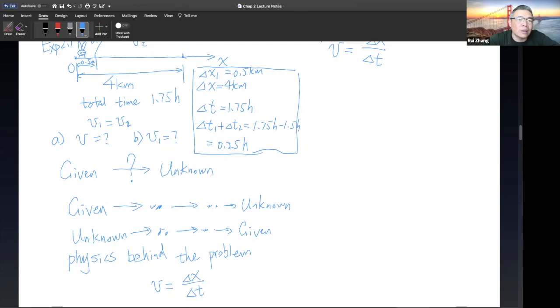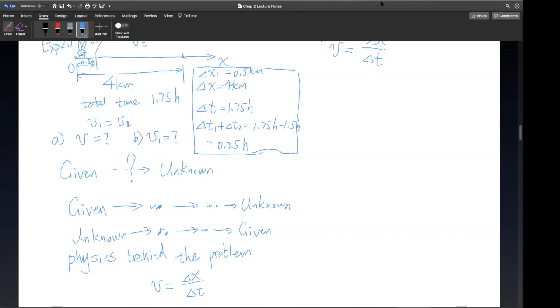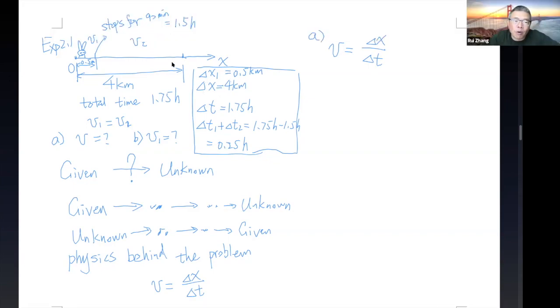Yes. Okay. Yeah, we do. It's pretty clear, right? It's written here. Well, this problem is simple, so you see them directly. We're given a total displacement of 4 kilometer. We're given the total time of 1.75 hour. So we just plug in numbers.